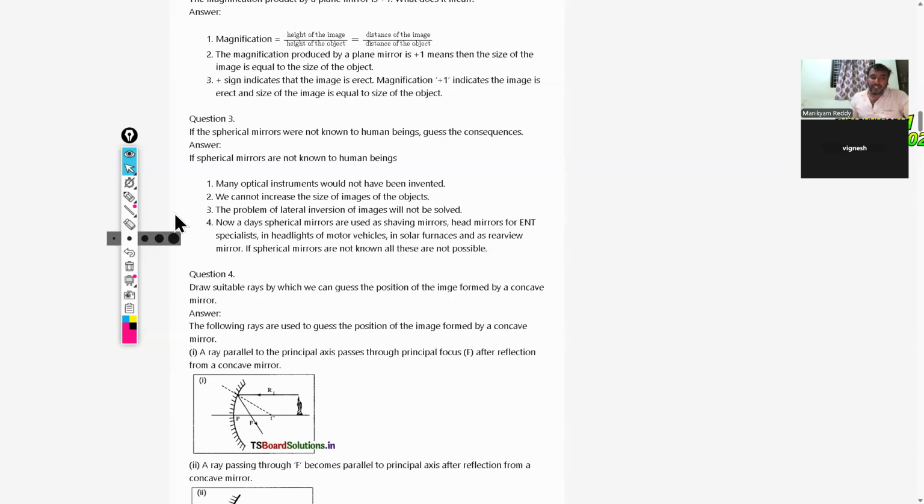We can't see our image. We can't increase the size of the image of the object. Telescope we can't invent, periscope we can't invent, microscope we can't invent. We can't make zoom lenses. We can't see TVs or projectors. The problem of lateral inversion of images will not be solved. Nowadays, spherical mirrors are used as shaving mirrors and head mirrors for ear, nose and throat.